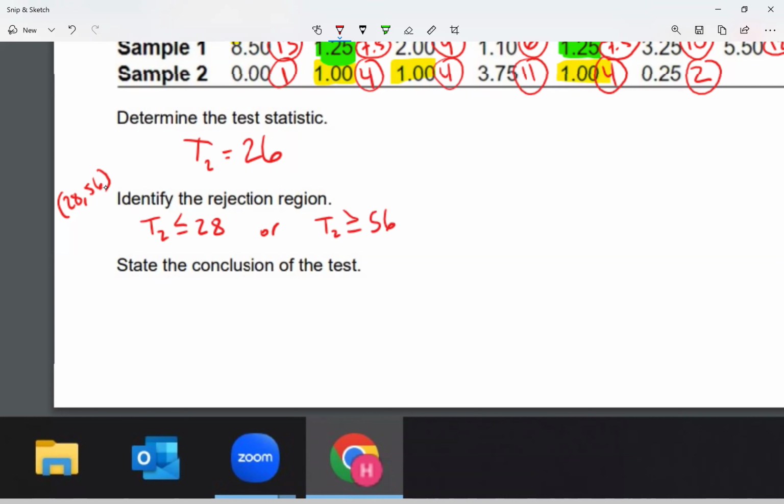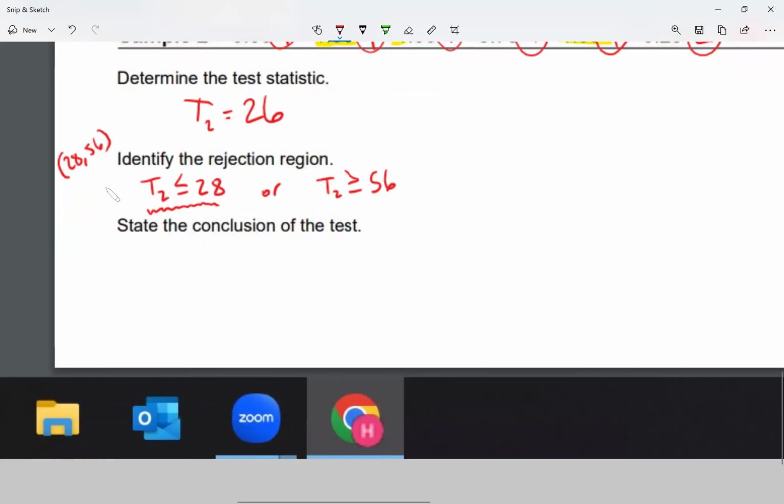Now, the test statistic that we got in our study was 26. So remember, I'm going to accept the value if it is in between 28 and 56. But we got 26. So that is in this part of our rejection region. So I'm going to reject it. I'm not going to accept it. Because my test statistic landed in my rejection region, I'm going to reject my hypothesis. If it landed in between my acceptance region, well, I would accept the null hypothesis. So in this case, I'm going to reject because it landed in the rejection region. So I'm going to reject the null hypothesis.